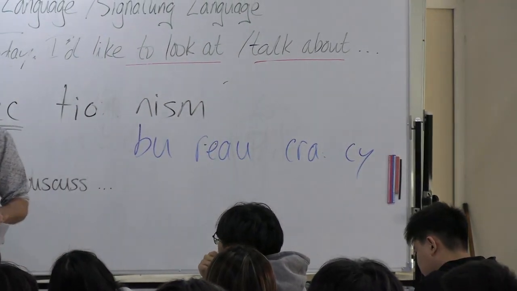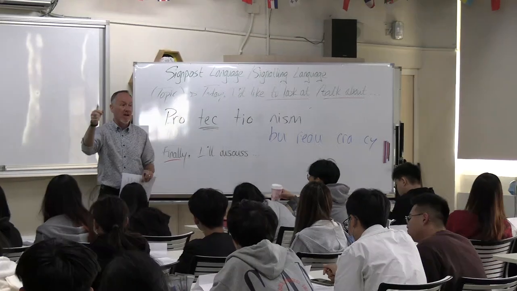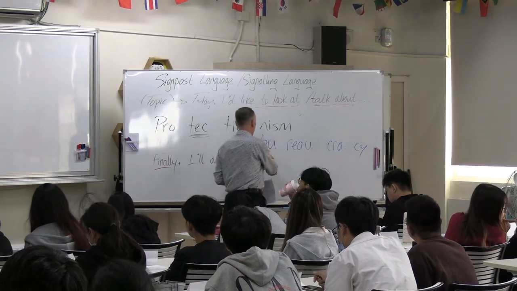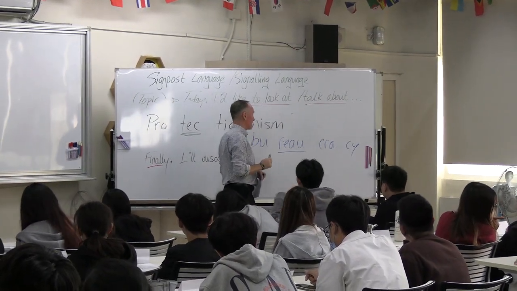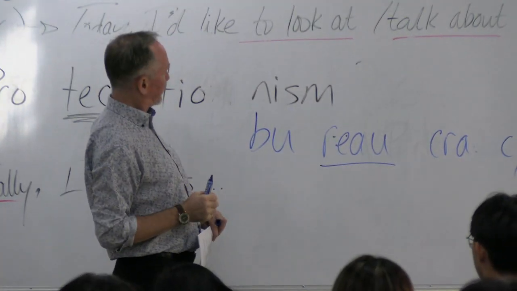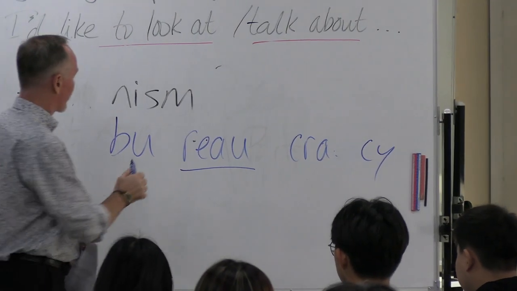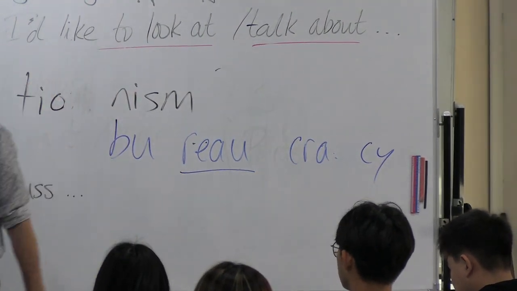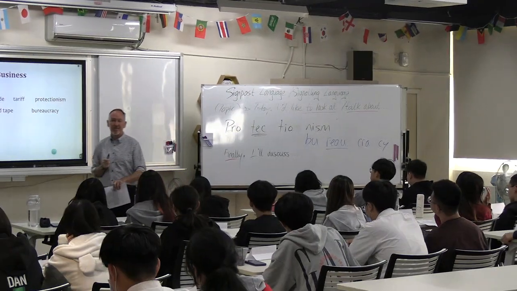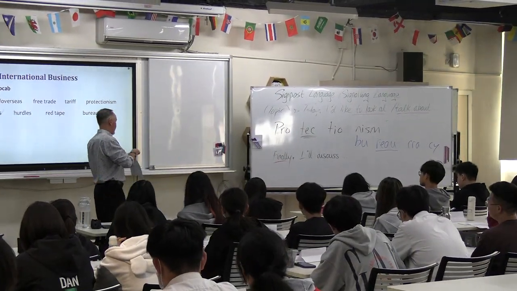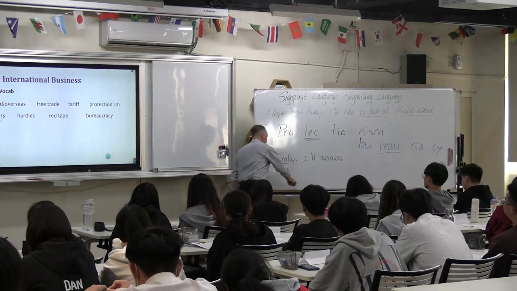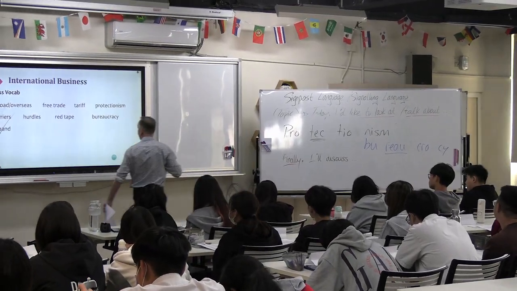So, bureaucracy. 4 syllables, okay? Bureaucracy. Okay? Yes. Okay, so there we go. Bureaucracy. Perfect. All right.